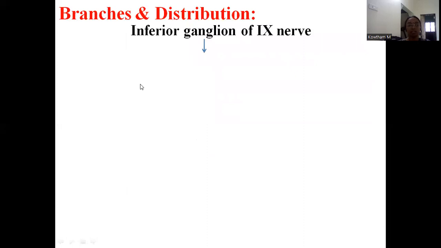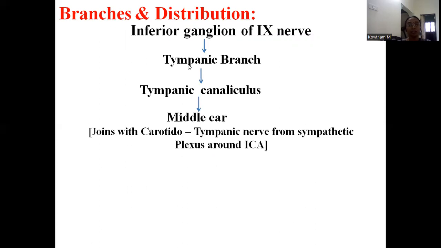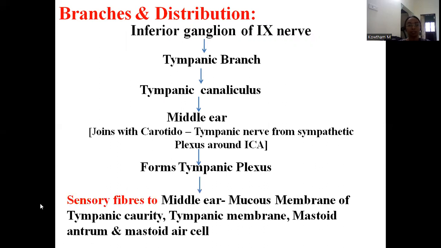Then if you see the branches and distribution, as I already said, the superior ganglion does not give any branch. The inferior ganglion gives the tympanic branch, the first branch, which enters the tympanic canaliculus and enters the middle ear. Here this tympanic branch joins with the caroticotympanic nerve from the sympathetic plexus around the internal carotid artery. So this forms the tympanic plexus. From the tympanic plexus, the sensory fibers arise and supply the middle ear. So which parts? Mucous membrane of the tympanic cavity, tympanic membrane, mastoid antrum and mastoid air cells.